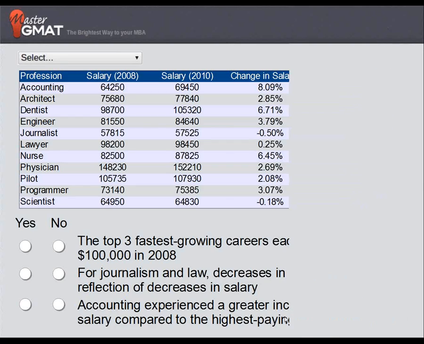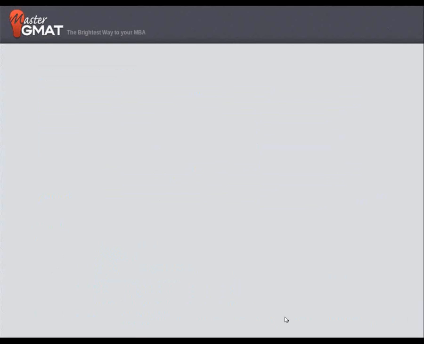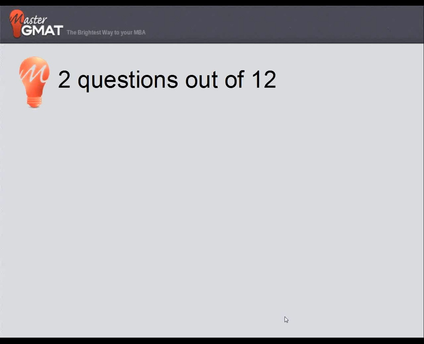So let's pull that away and talk a little bit about what to expect on the table analysis section. If you'll recall, the new GMAT features 12 new IR questions in total. You can expect that 2 of those questions will be table analysis questions.